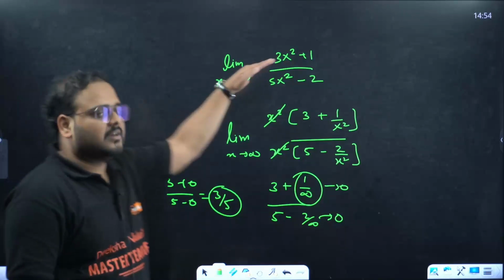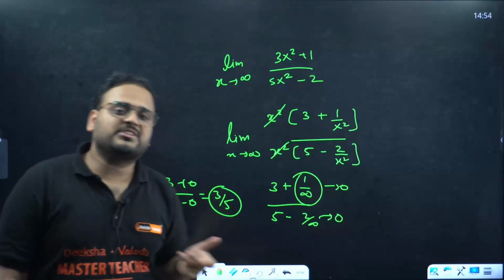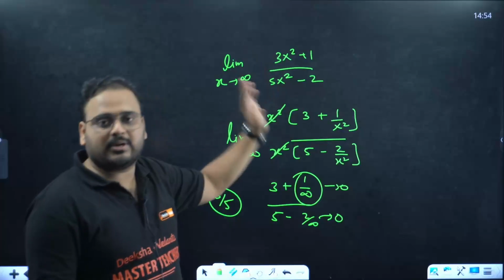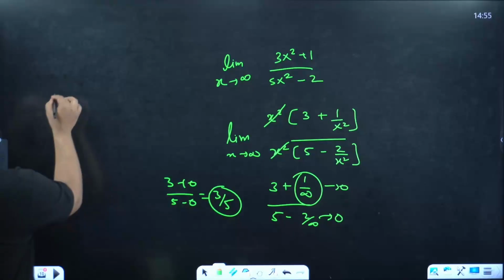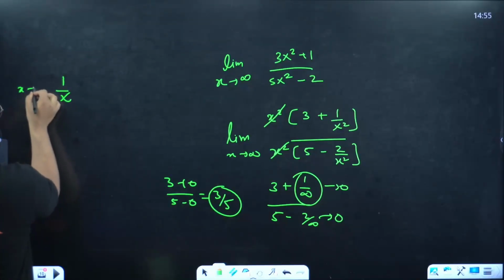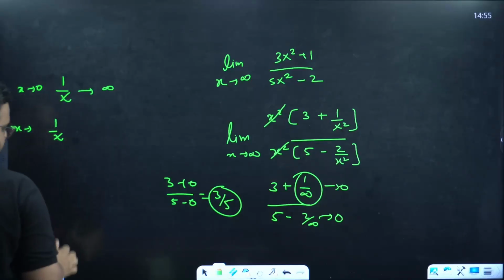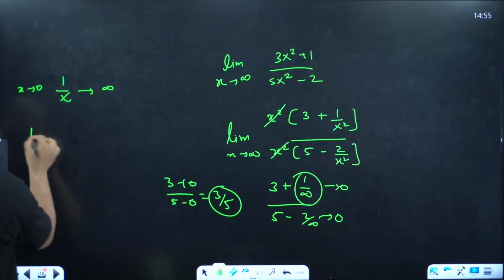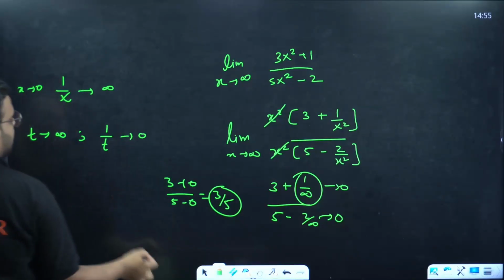So whenever you're dealing with polynomial functions, or basically rational form, and you have limit x tends to infinity, the question is solved by checking the degree of the polynomial in both numerator and denominator, taking it common, and then substituting the x value as infinity. Because when you write 1 by x and x goes to infinity, 1 by x goes to 0. Same way, let's say t goes to infinity and you write 1 by t, this will be equal to 0.